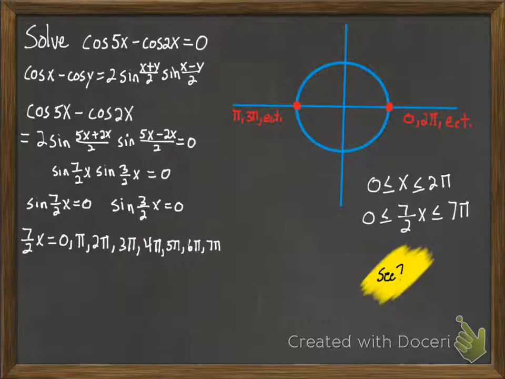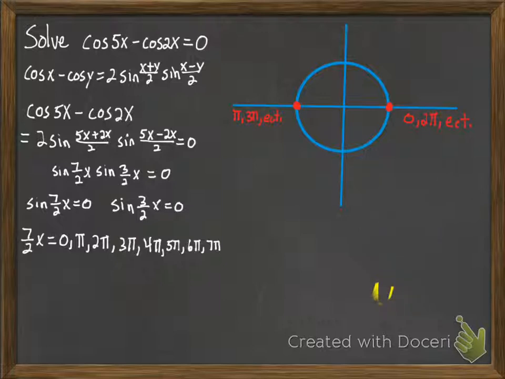At this point, we want to solve the equation, so we want to get rid of the 7/2. We can accomplish that pretty easily by dividing either by 7/2 or multiplying by the reciprocal, 2/7. I think multiplying by 2/7 is probably easier.